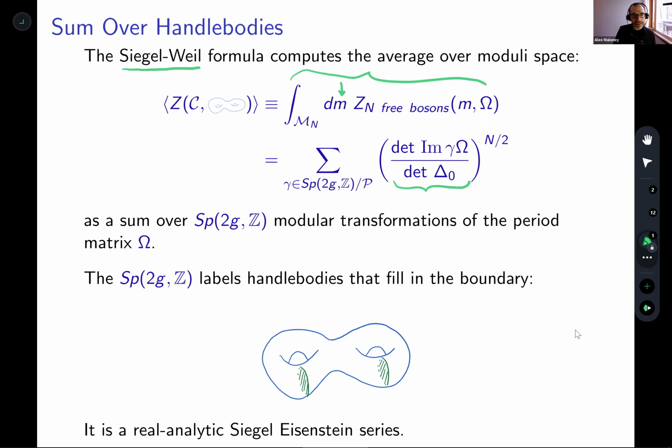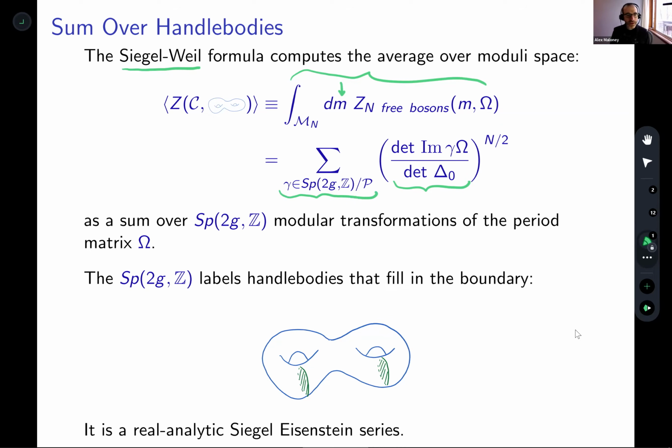Okay? So in particular, it involves something that looks like the determinant of the imaginary part of the period matrix divided by a determinant that you would use to compute the partition function of a bunch of free bosons. Because if you have a bunch of free bosons on the boundary and you were to compute the partition function, that would include, among other things, 1 over the square root of the determinant of your boundary Laplacian. And if you had n free bosons, you would have that to the nth power. The thing that's interesting is that when you do this Siegel-Weil formula to compute the average, you get that expression, but you get it summed over the modular group.